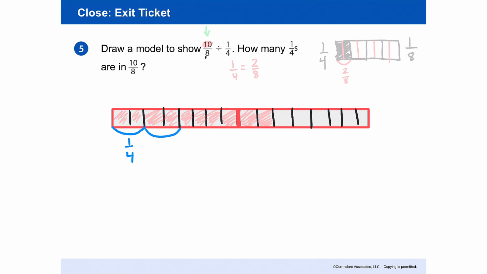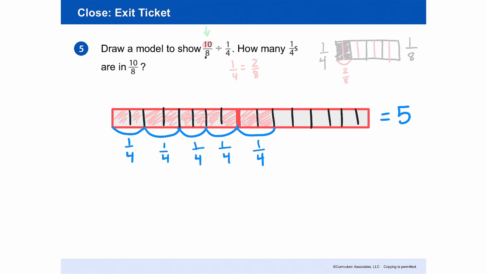So how many groups of 1/4 have I lumped together? Okay, so I have 1, 2, 3, 4, 5. So I know that there's 5 groups of 1/4 inside 10 eighths. Okay, so my answer here would be 5.